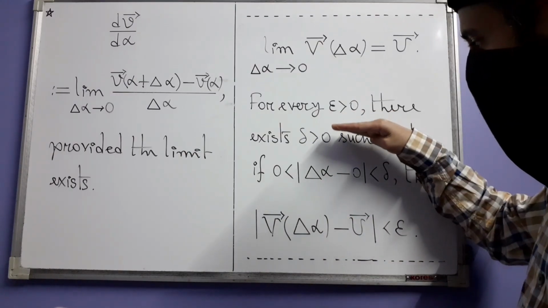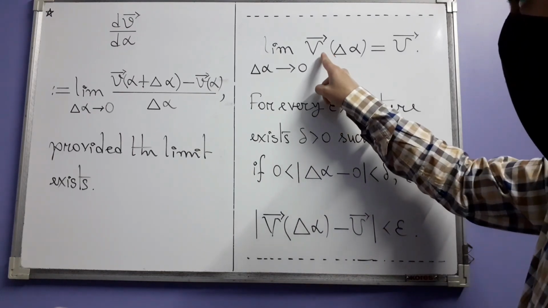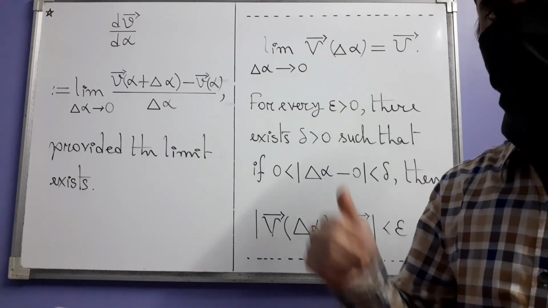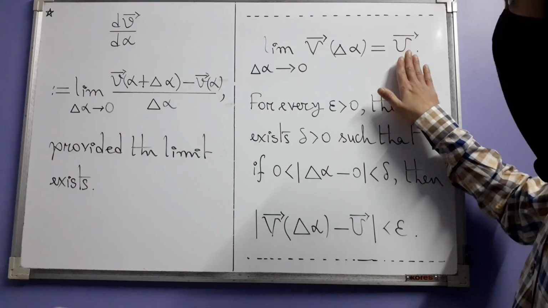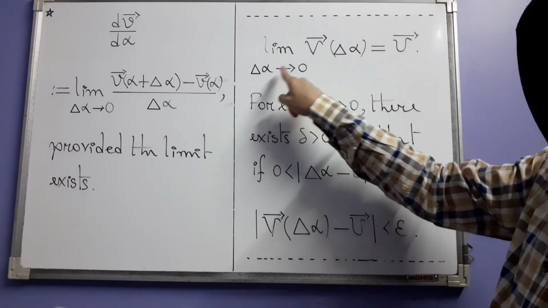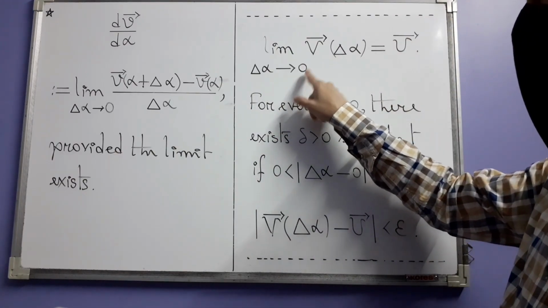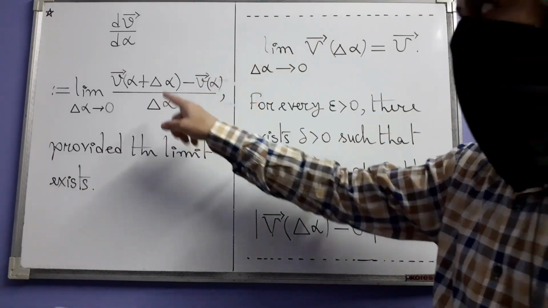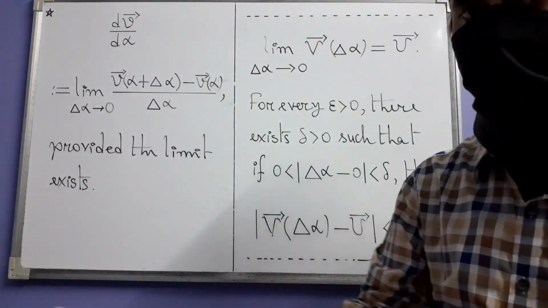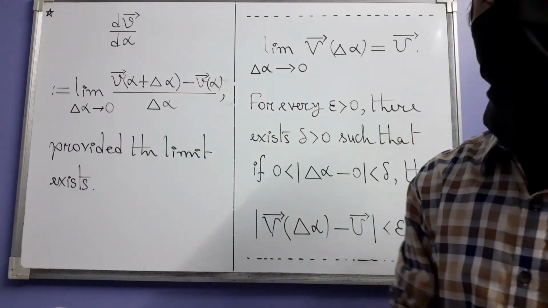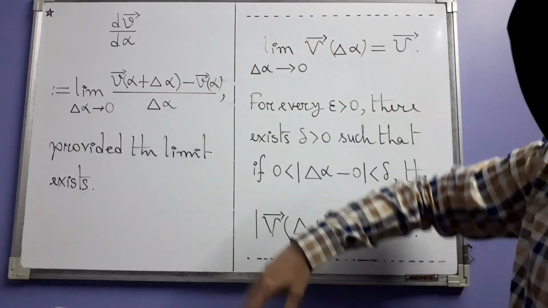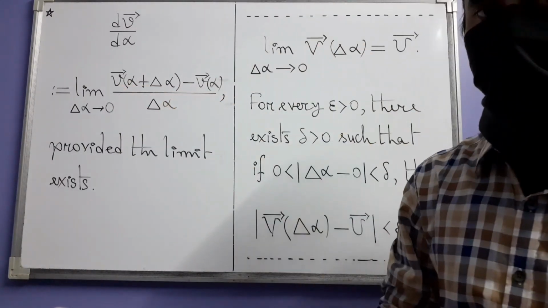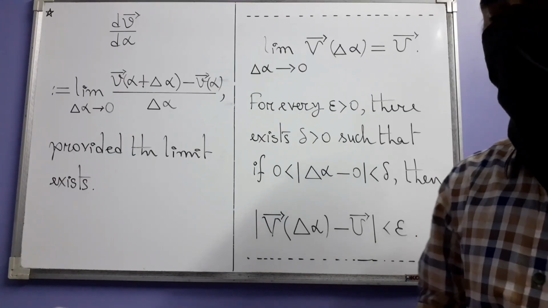So in this sense, if this happens, then we say that the vector function v of delta alpha has this vector as its limit when delta alpha approaches 0, and your v of delta alpha is this. That is why this is a vector, just like v itself is a vector. All these things were happening keeping alpha fixed, however alpha can be any alpha.